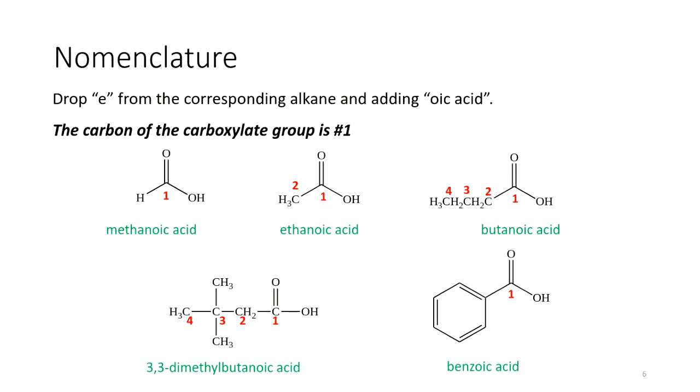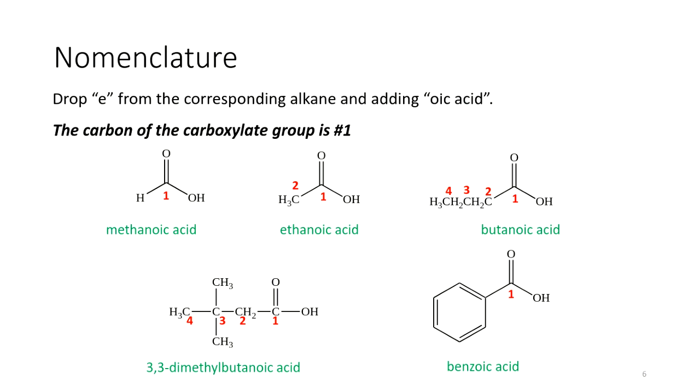All right, so straightforward naming for our carboxylic acids. You look at the number of carbons, you find the parent alkane, you drop off the E, and you just add oic acid. And then we know that in terms of numbering or functionalities, the carboxylate group, that is the C double bond O that's attached to the OH.